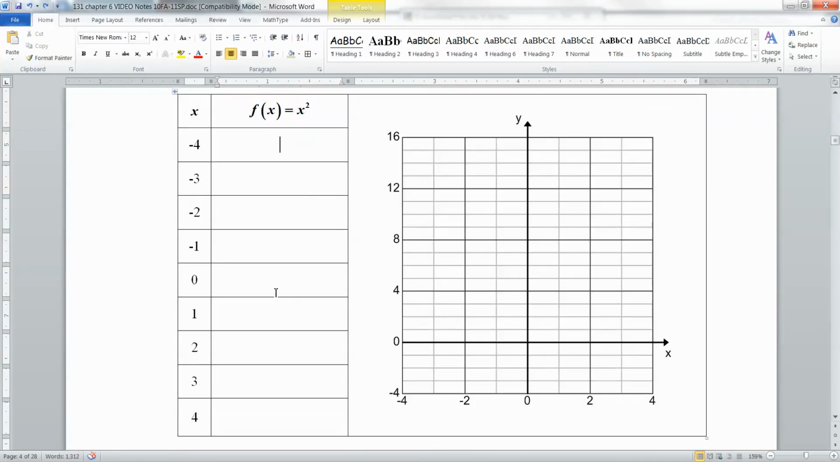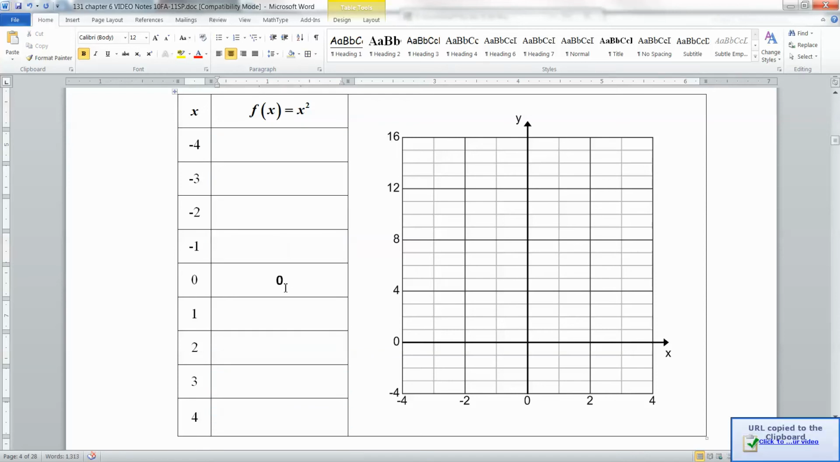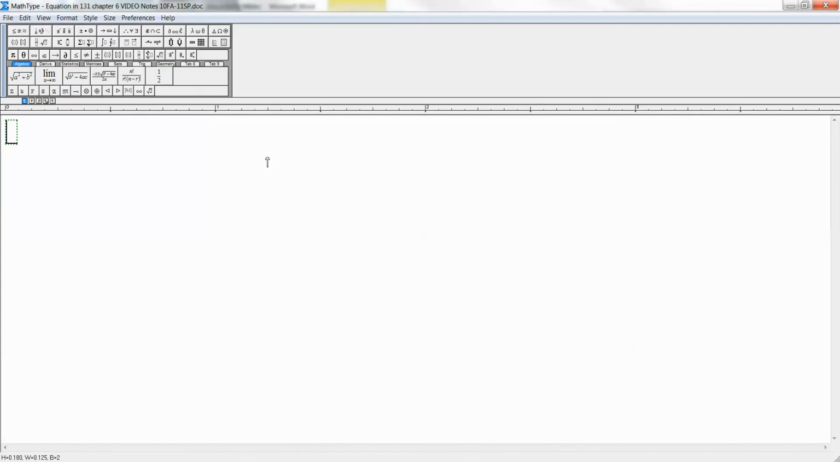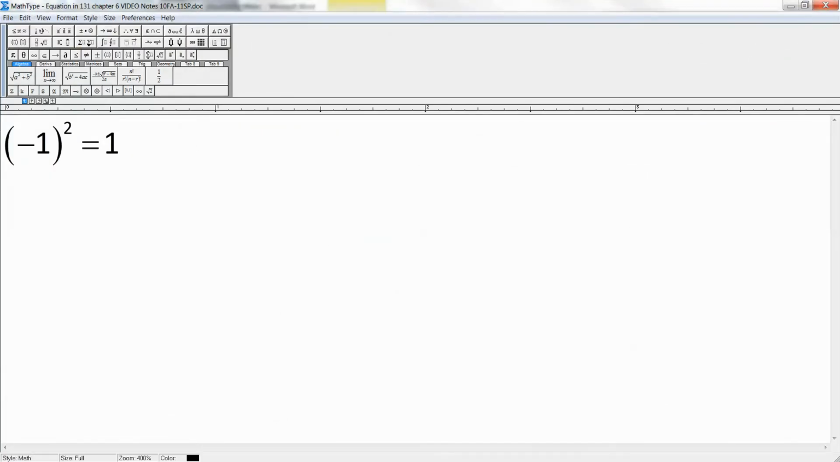If you put in 0, hopefully everybody knows that that's 0, right? No problems, no trouble. 0 squared is 0. Okay. 1 squared is 1, 2 squared is 4, 3 squared is 9, 4 squared is 16. You're thinking, where's the tricky part? Okay, but negative 1 squared, let's think about that. Negative 1 squared is actually positive 1, right? So this is positive 1.